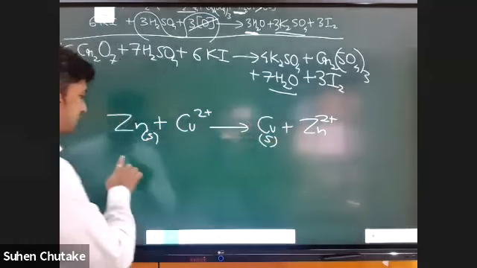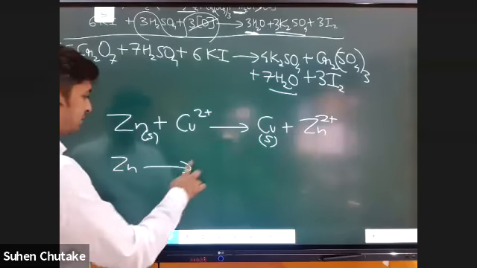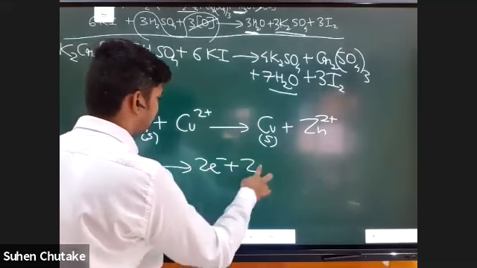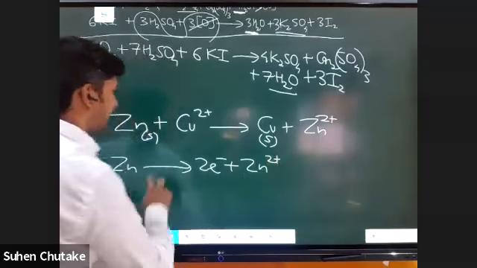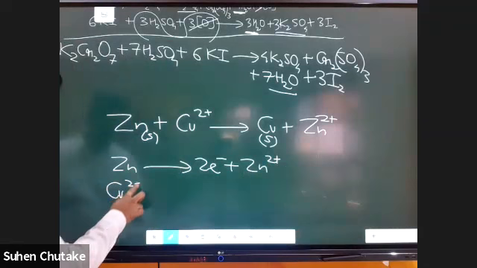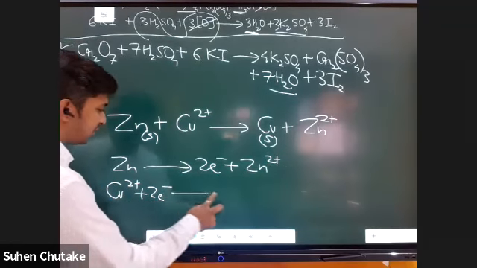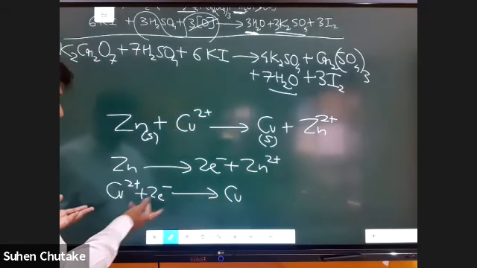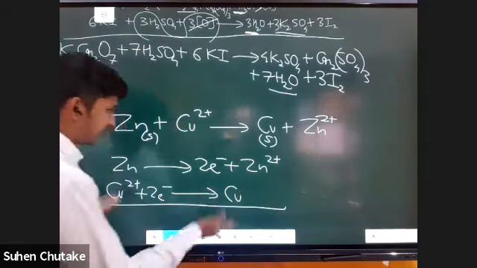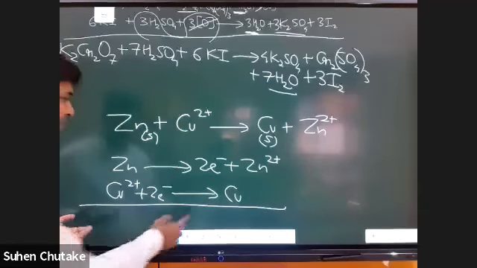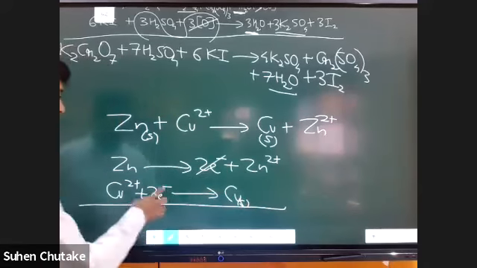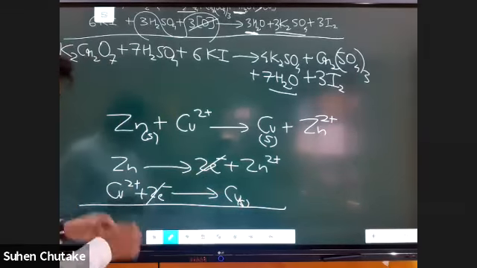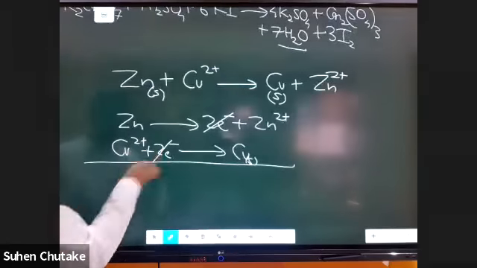I'll split these equations into two. So Zn is giving away 2 electrons to form Zn2+, and copper Cu2+ is gaining 2 electrons to form copper. So this was the equation, we split it and balanced it. After balancing, there was nothing to balance, it was already balanced. Right? So the 2 electrons are the same on the left hand side and right hand side. We cancelled them. Whatever is remaining, write it down.